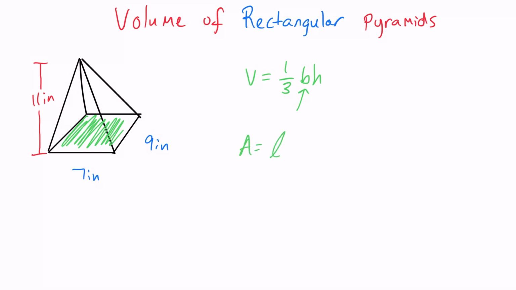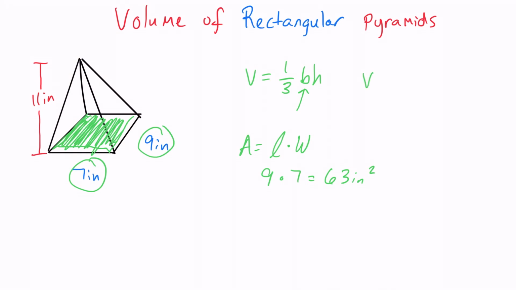Being that this is a rectangle right here, we know the length is 9 inches and we know the width is 7 inches. And so we could plug this in as 9 times 7. 9 times 7 will give me 63, and so I know the area of the base is 63 inches squared currently. So we're going to go ahead and plug 63 in for our base value.